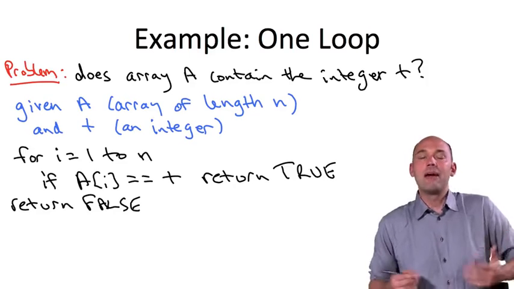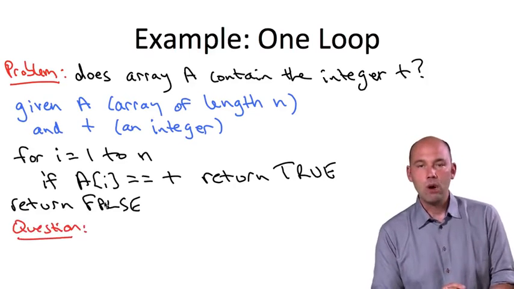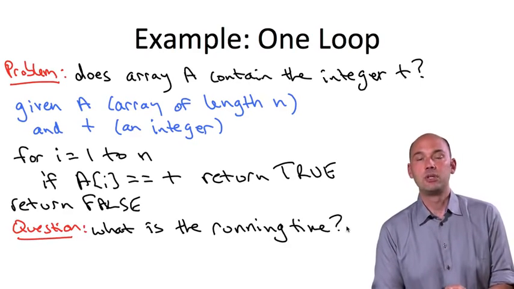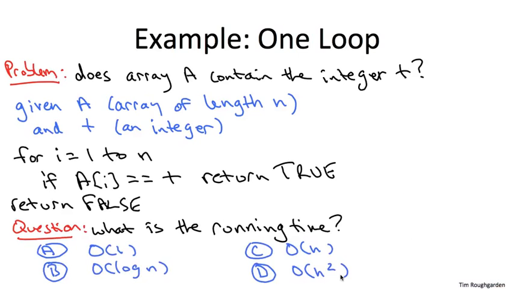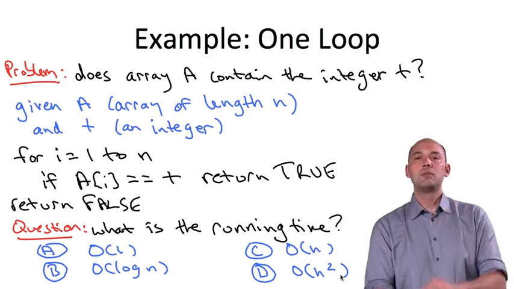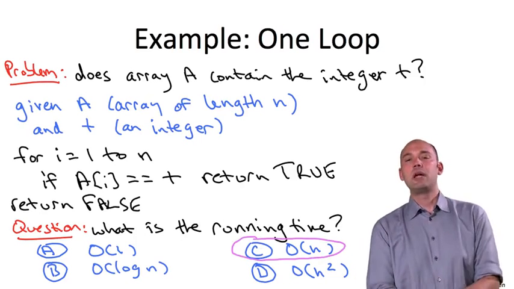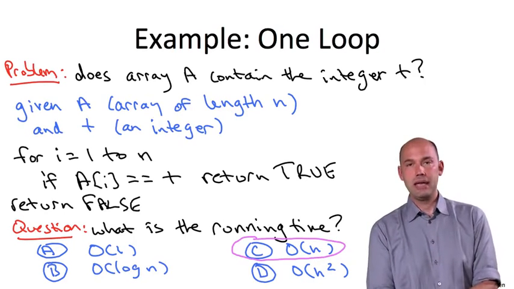So what do you think? We haven't formally defined big O notation, but I've given you an intuitive description. What would you say is the running time of this algorithm as a function of the length of the array, capital A? So the answer I'm looking for is C, big O of n. Or equivalently, we would say that the running time of this algorithm is linear in the input length n.